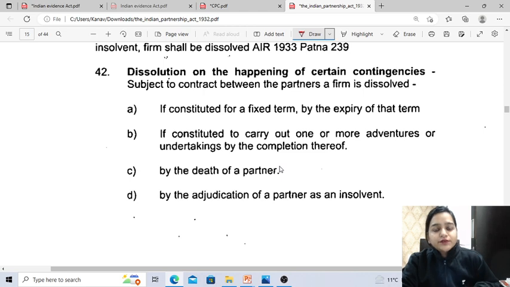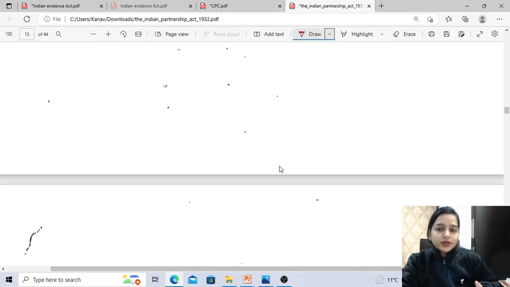अगर पार्टनरशिप फर्म फिक्स टर्म के लिए है तो उसकी एक्सपायरी भी हो जाएगी। अगर वो वन और मोर एडवेंचर्स या अंडरटेकिंग के लिए है और वो कंप्लीट हो जाए, पार्टनर की डेथ होगी या फिर by an adjudication of the partner as an insolvent.